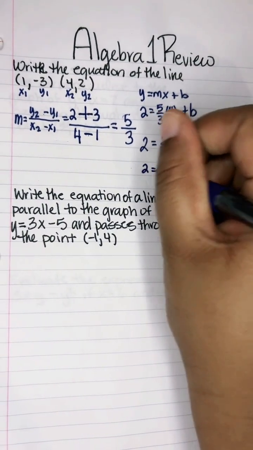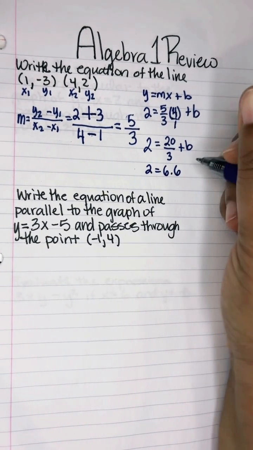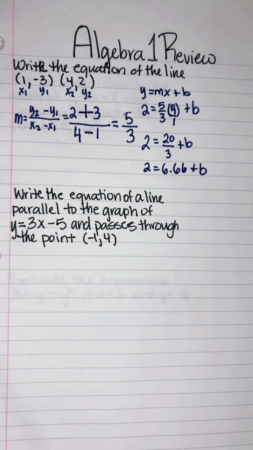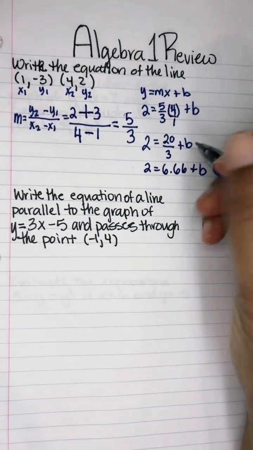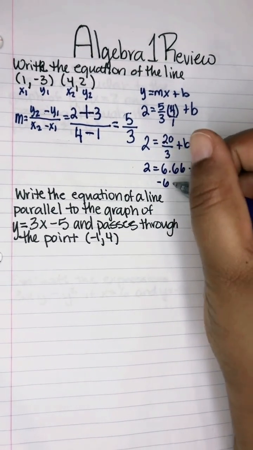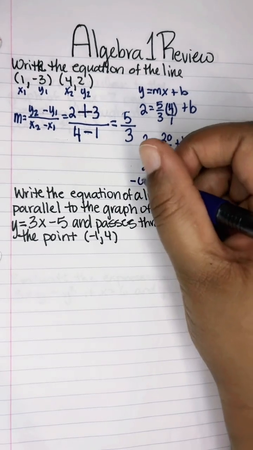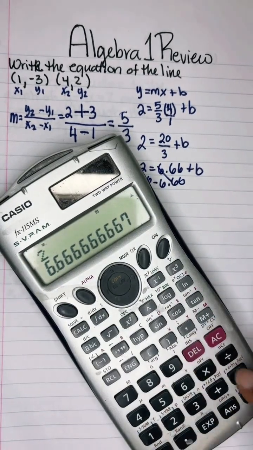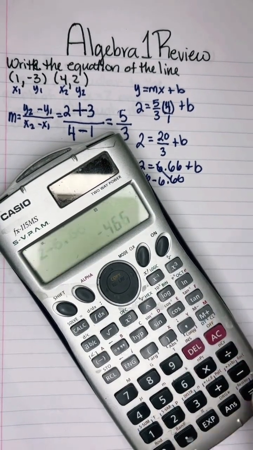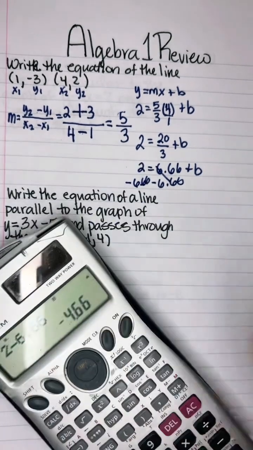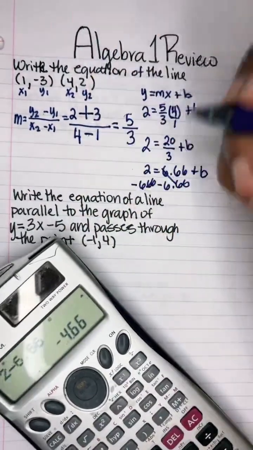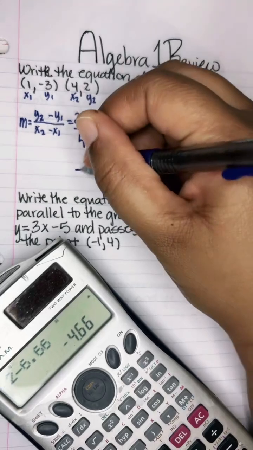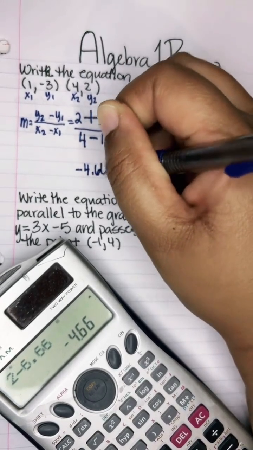So we're going to do 2 equals 6.66 plus b. Okay. We want this b by itself. So we're going to subtract here because it's a positive. And then we do 2 minus 6.66 gives us negative. It's going to give us, I'm going to write it right here. B equals negative 4.66, okay?